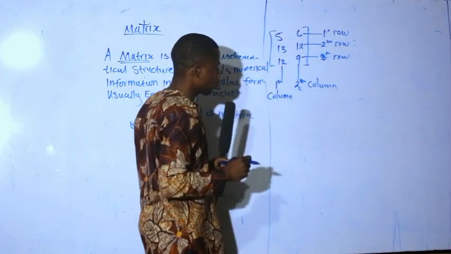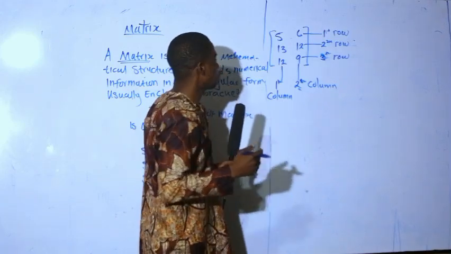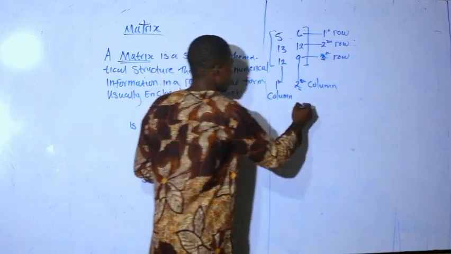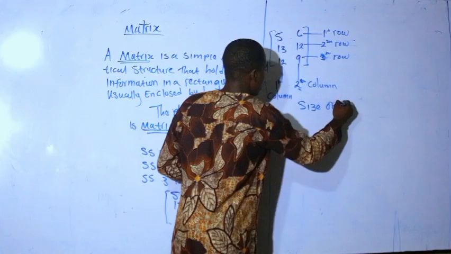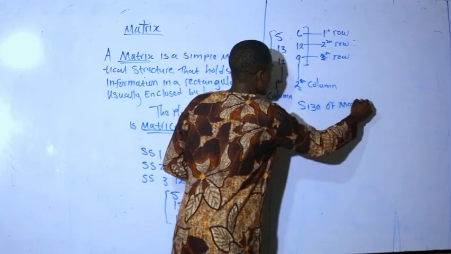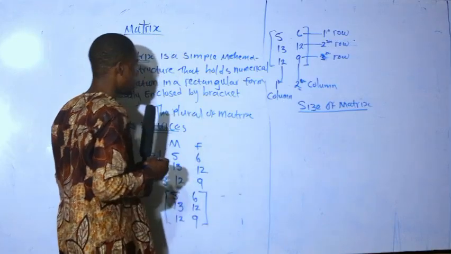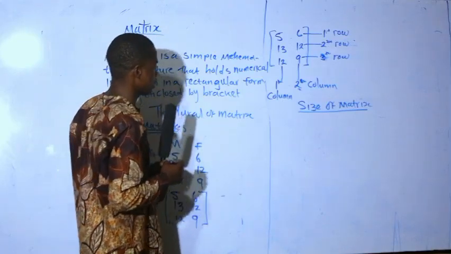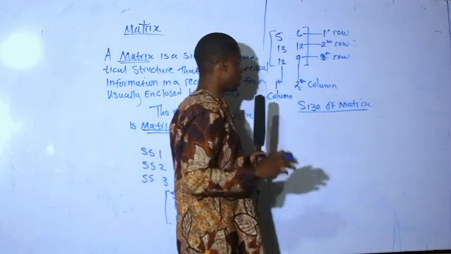Notice that. We want to be looking at another one, which is the size of matrix. The size of matrix. What are the sizes of matrix? We have different sizes of matrix.